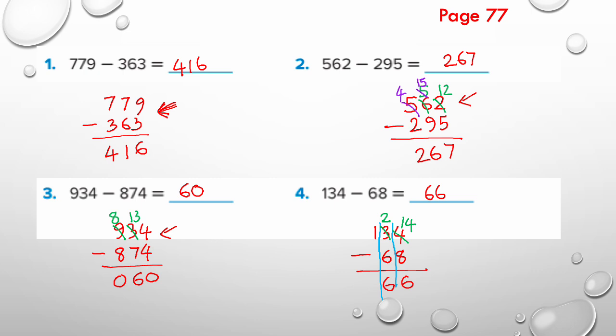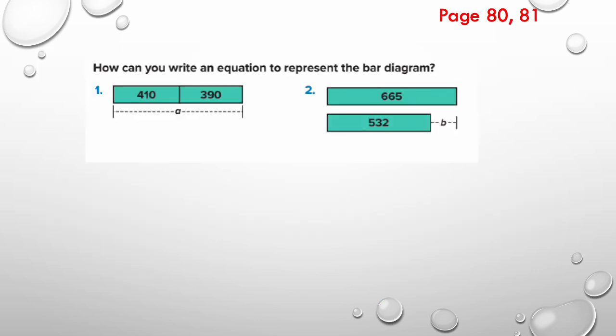MashaAllah, very good. So this is from page number 77. You can practice adding and subtracting 3-digit numbers like this at home. Practice again and again until you get every question correct. Okay, now on page number 80 and 81, you can use variables, letters.